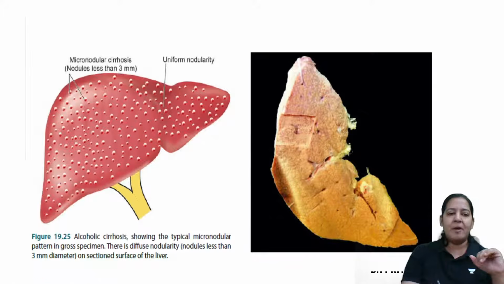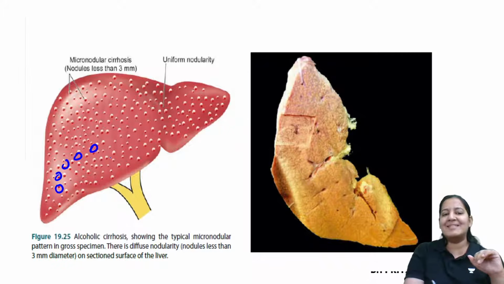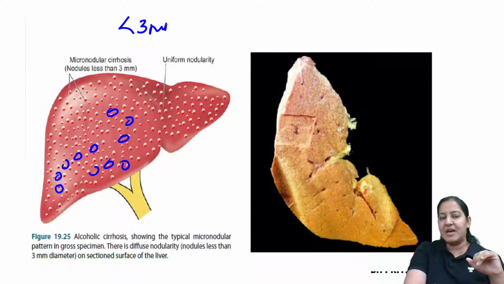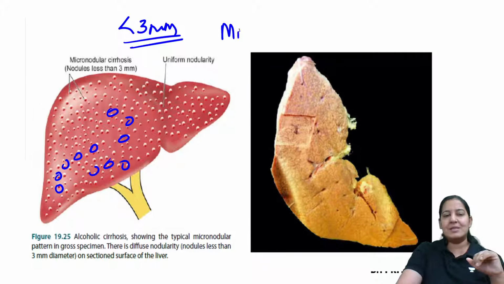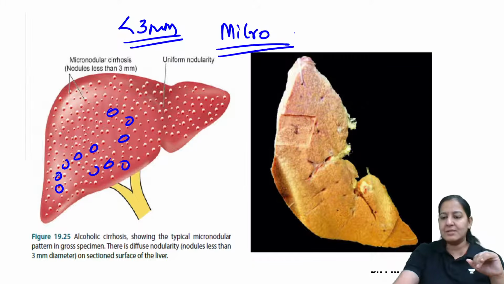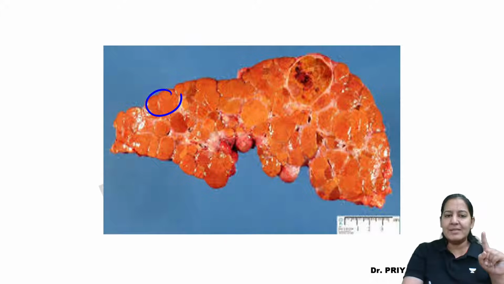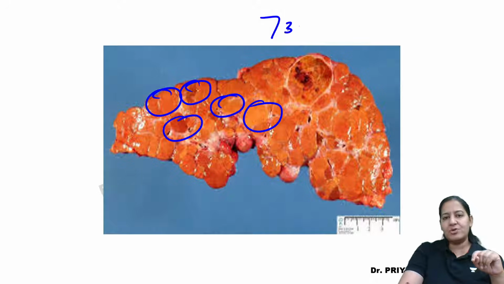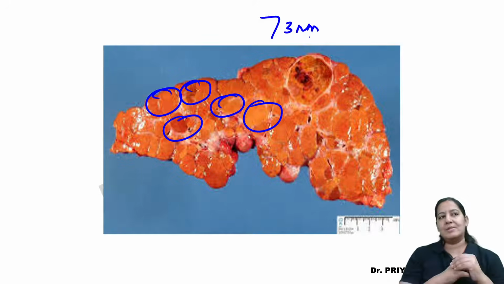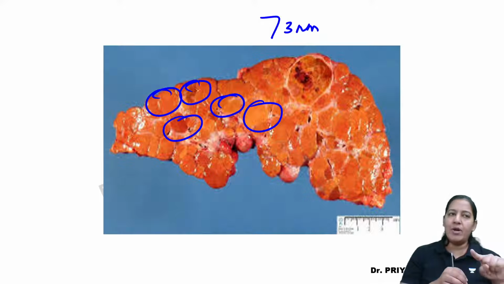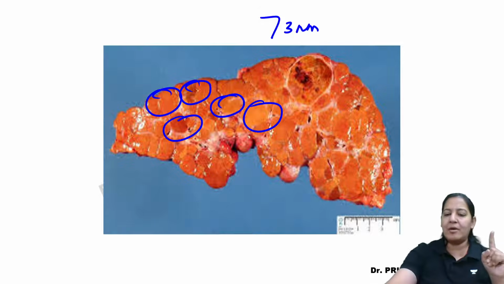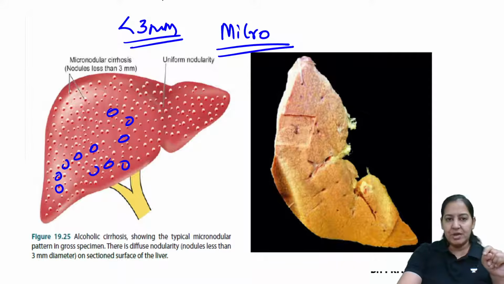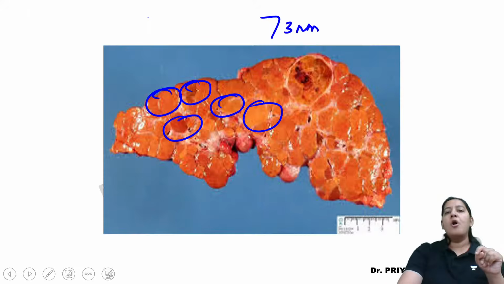Can you see in this diagram? In this diagram, all the nodules are less than 3 millimeter. Millimeter, it's not centimeter, 3 millimeter. That's why this cirrhosis is known as micronodular cirrhosis. And here in this diagram, you can see all the nodules are more than 3 millimeter. That is macronodular cirrhosis. You got my point? So micronodular and macronodular. What is micronodular? All the nodules are less than 3 millimeter. And what is macronodular? All the nodules are more than 3 millimeter.